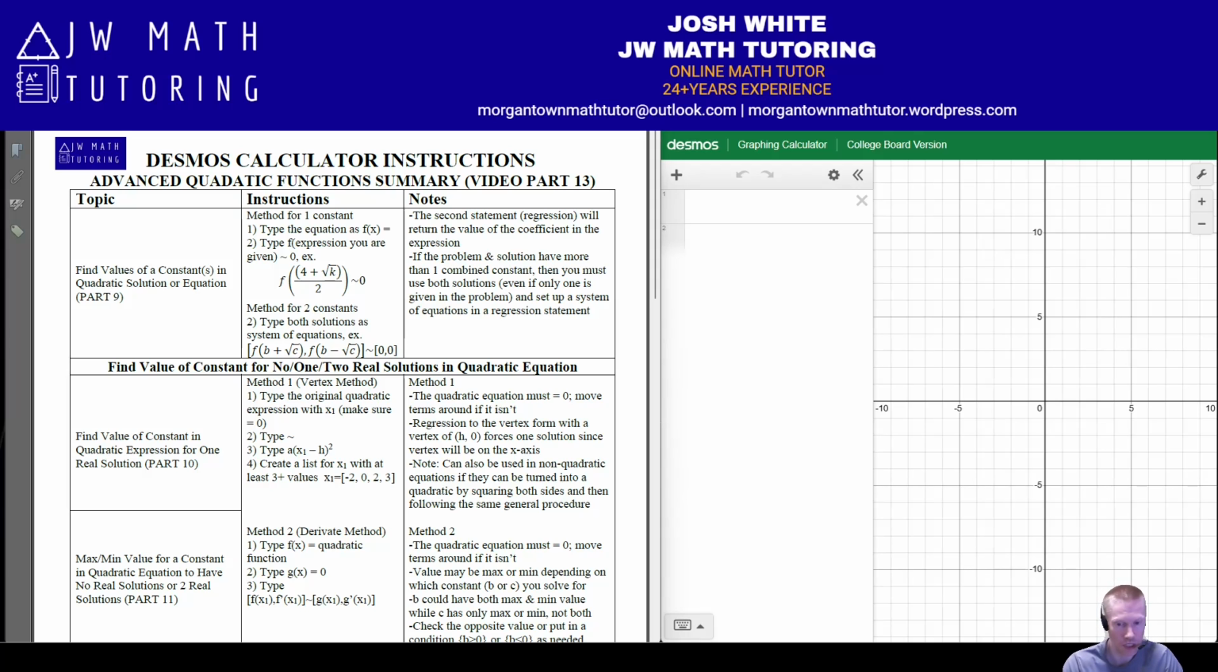Okay, so the first type we're going to look at is finding the values of a constant in a quadratic solution or equation. And actually, before I begin that, I do have a couple other things to mention.